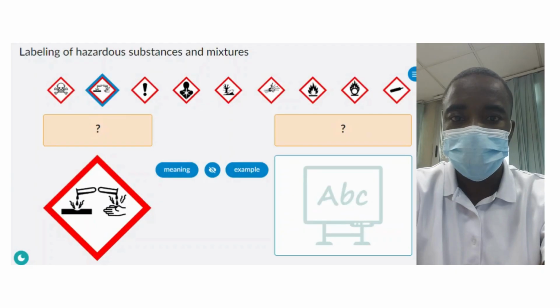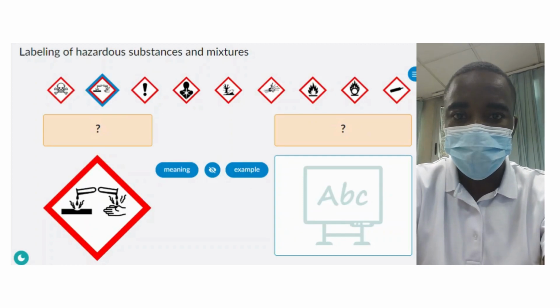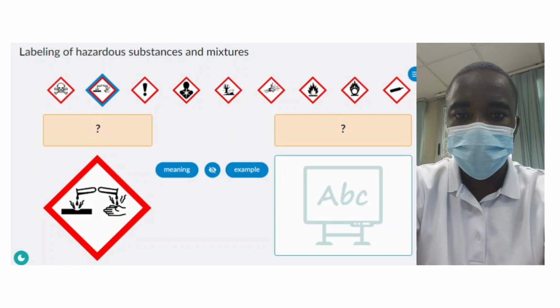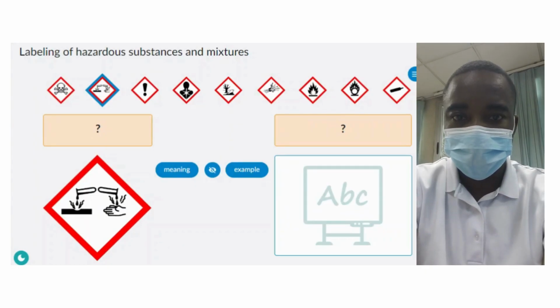The simulation provides an interactive platform where students can actively engage with the concept of hazardous substances and mixtures. By exploring different types of hazardous materials and their properties, students can gain a deeper understanding of the risks associated with these substances and the importance of safety protocols.